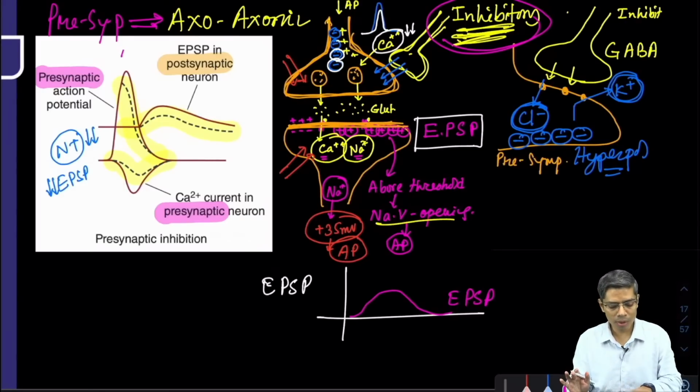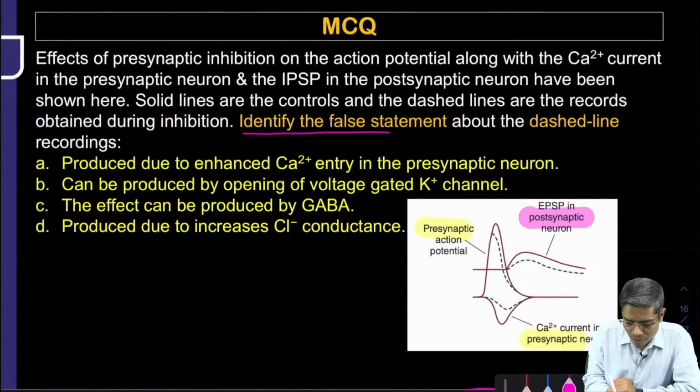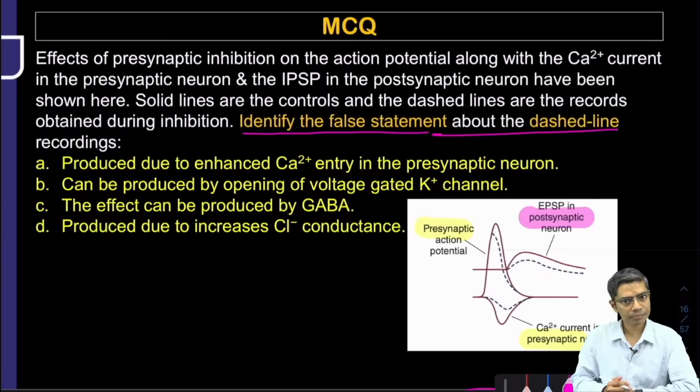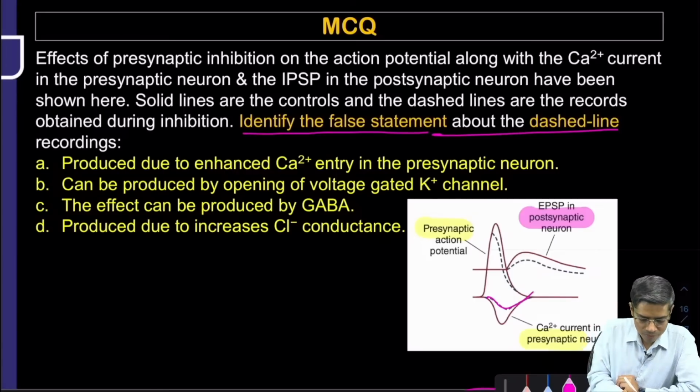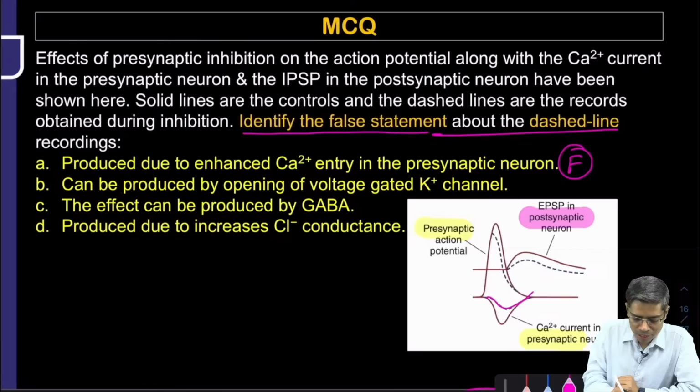Okay. Now, we will go back to the MCQ. So, now the MCQ is saying identify the false statement about the dashed line. Okay. So, the dashed line is showing that there is reduced amplitude of the EPSP, reduced amplitude of the action potential and reduced calcium influx. So, first statement, produced due to enhanced calcium entry in the presynaptic neuron. So, that is false. Okay. Can be produced by opening up of voltage gated potassium channel.